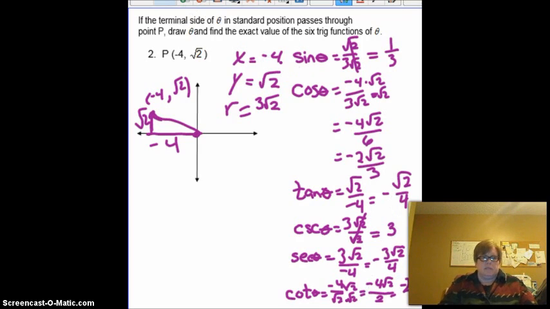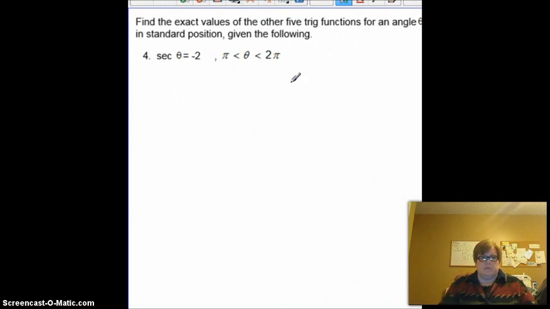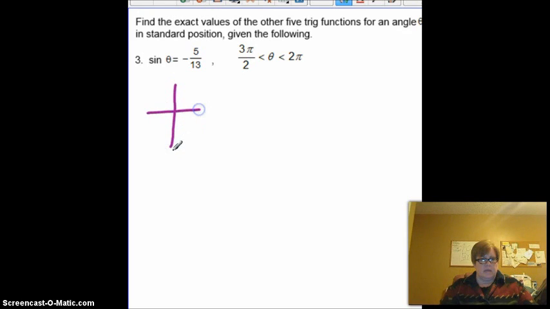Okay, so let's take a look at another problem that we could solve using this information. And again, let me go to 3 instead of 4. That would be more helpful. Okay, so if we have sine theta is equal to -5 over 13, and theta is located somewhere between 3 pi over 2 and 2 pi, then I know 3 pi over 2 was here and 2 pi was here. So somewhere in this area is where my terminal side's going to be.